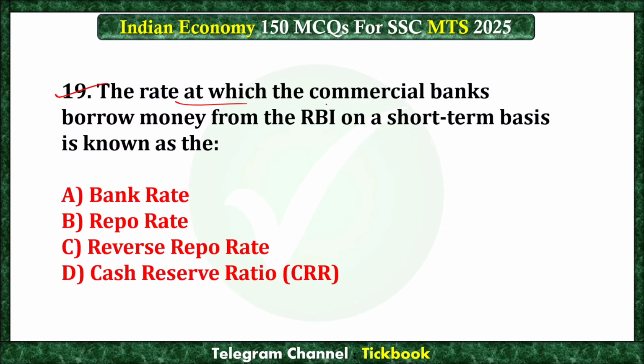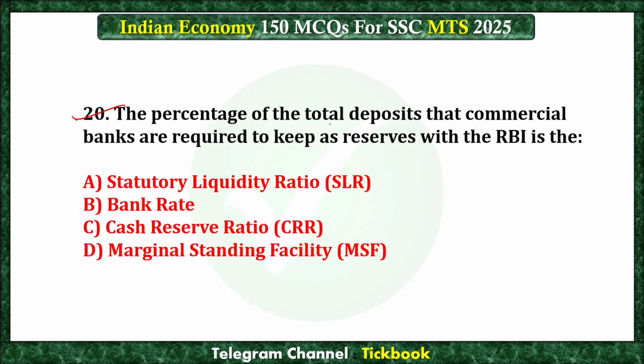Question 19: The rate at which the commercial banks borrow money from the RBI on a short-term basis is known as the. Very important. Option B, repo rate. Question 20: The percentage of total deposits that commercial banks are required to keep as reserve with the RBI is the. Option C, cash reserve ratio, CRR.